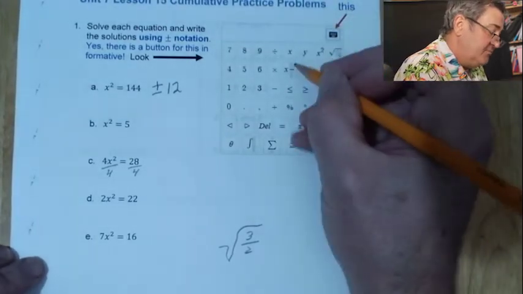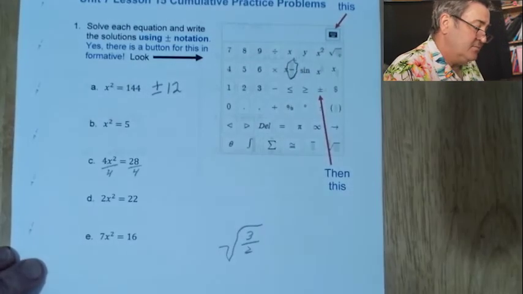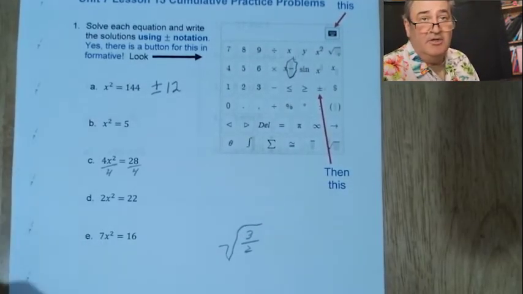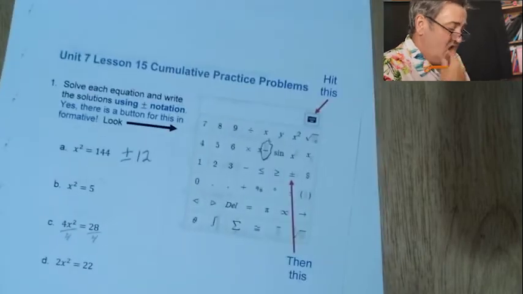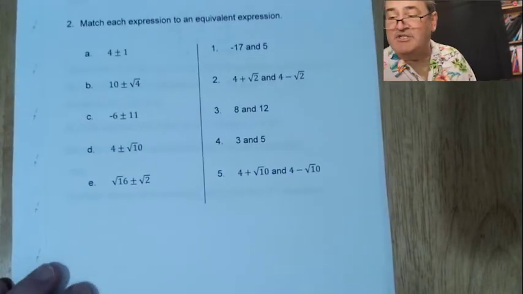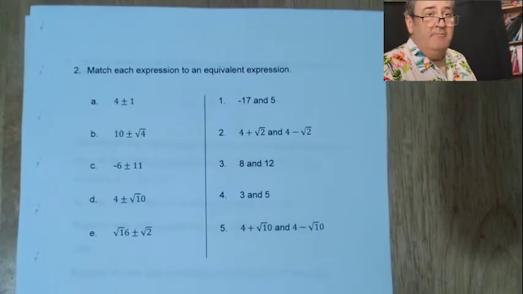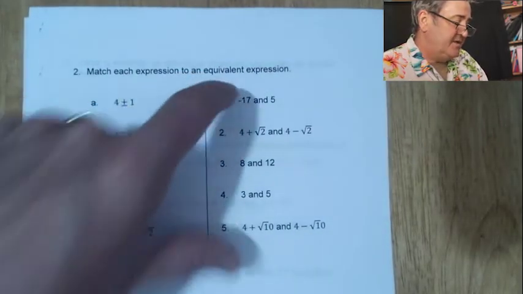And this is a fraction button right here. This is a fraction button. So if you want to type in a fraction, you can use that button. So, all right. After you do these, then you have a matching. Okay. Match these with the same expression over here.